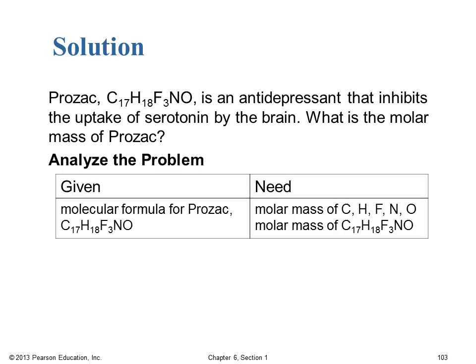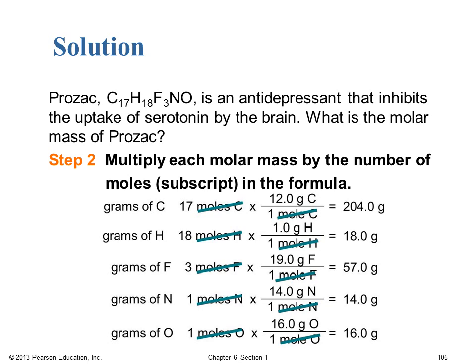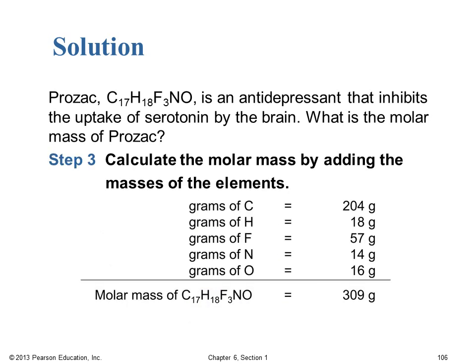So we know how many of each of these atoms we have, and we know these molar masses based on the periodic table. We multiply the moles, the subscripts, by the molar masses, and then we add all together here. When we add them all together, we get 309 grams per mole.